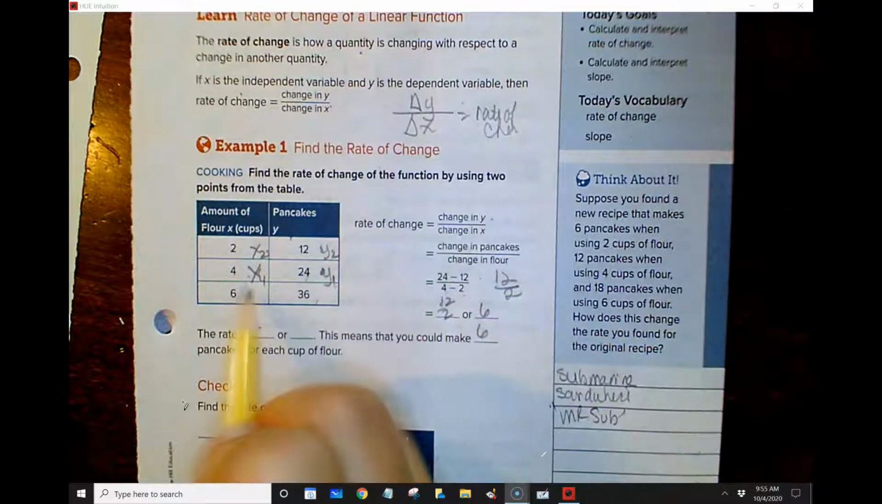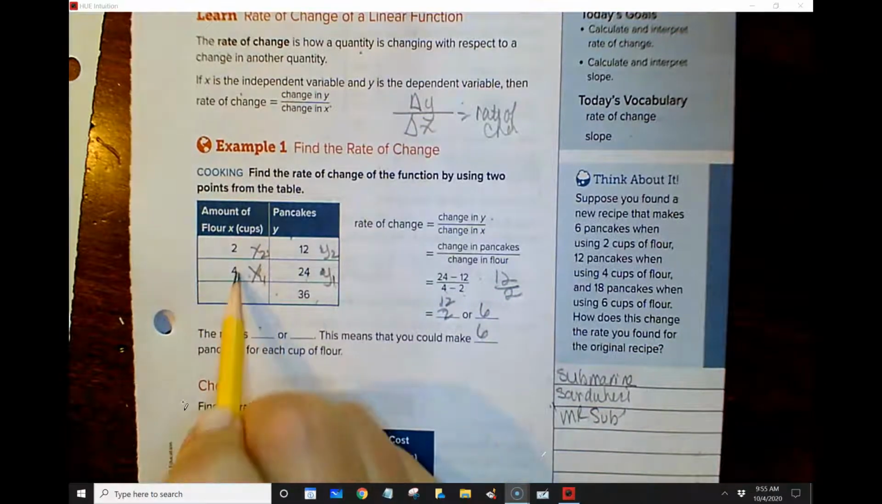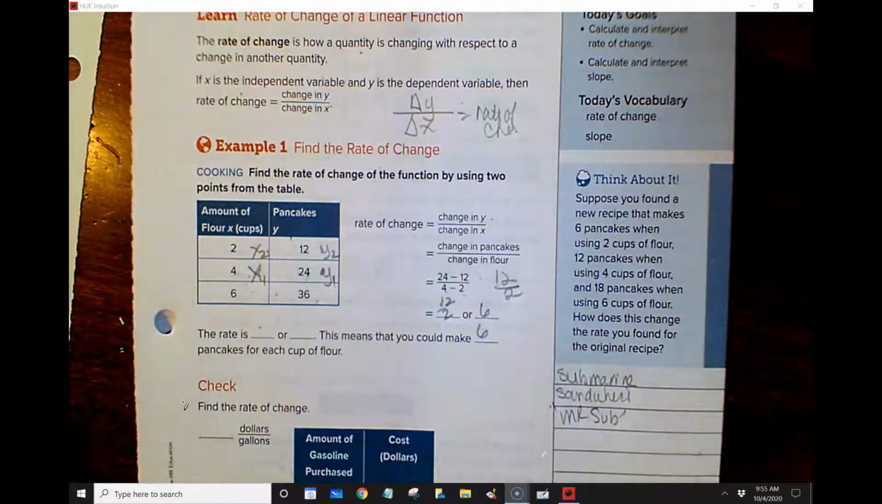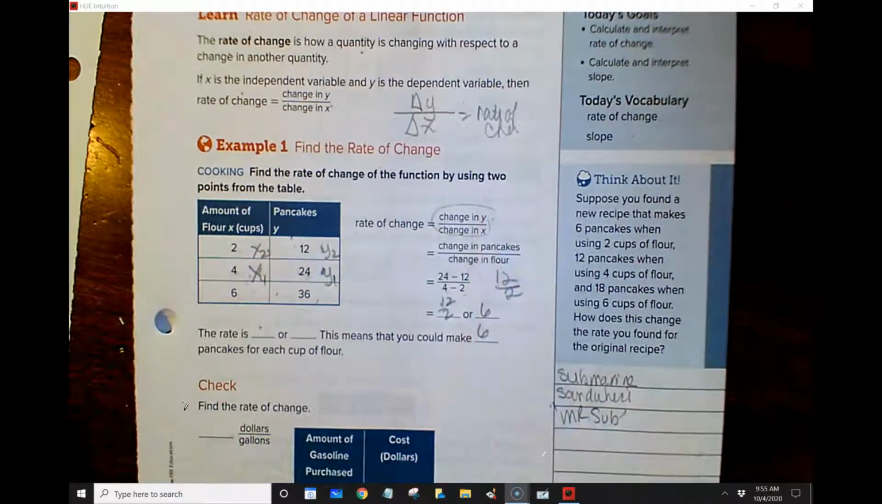The other thing you could do is just 6 times 6 is 36, 4 times 6 is 24, 2 times 6 is 12. That's the rate. If you can figure that out easily, that's one way of doing it. But here's the formula that works for it all the time. So go ahead and do the check.